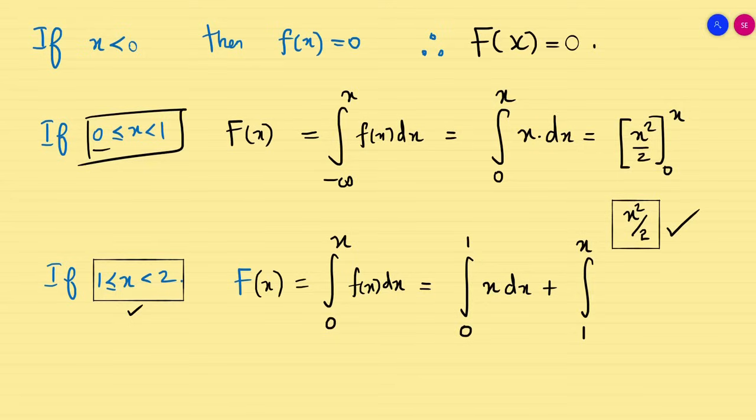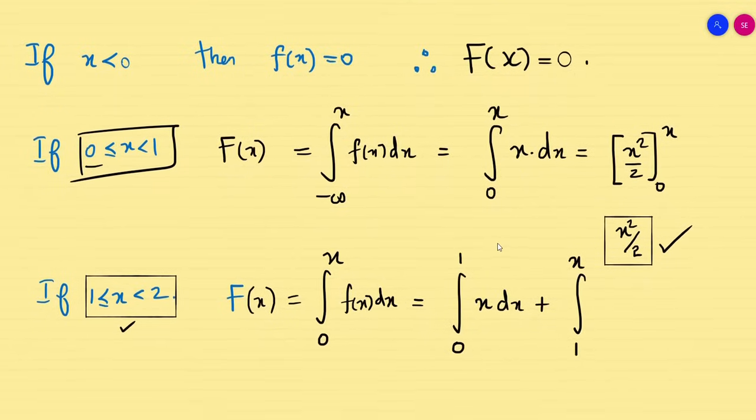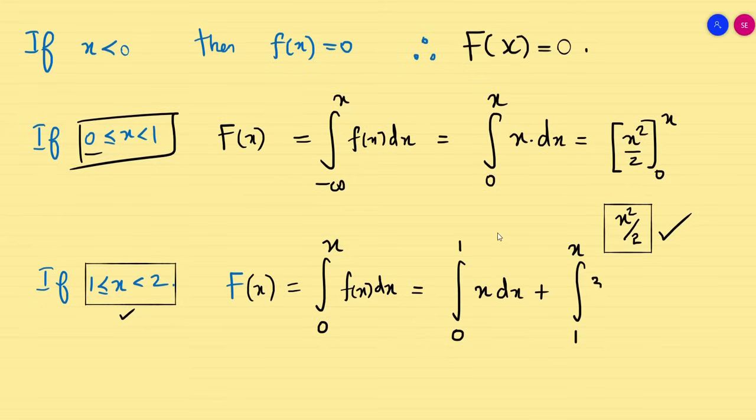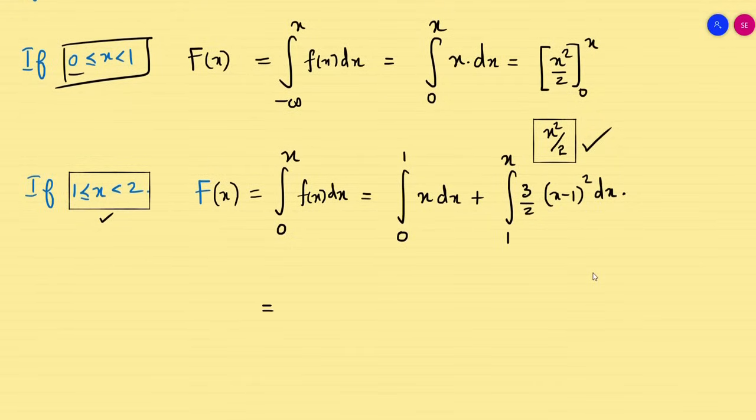Okay, now we understand. So what we are going to do now, we are going to substitute the corresponding value. So in 1 to 2, you can check the question, it's 3 by 2 x minus 1 whole square. So now we have to integrate and find the corresponding function, guys. So this is going to be simple, x square by 2, then 3 by 2. We know the integration is x minus 1 whole cube by 3.